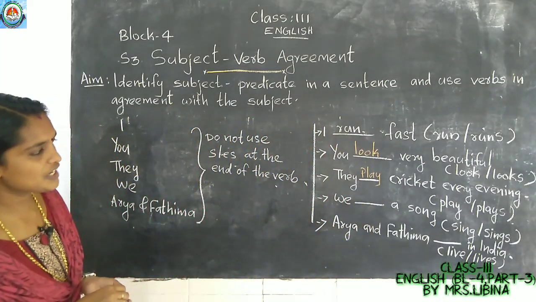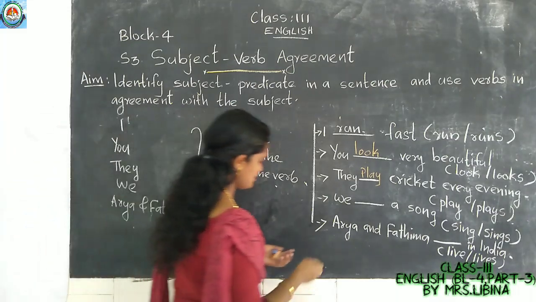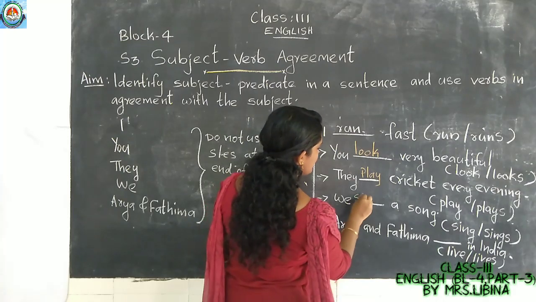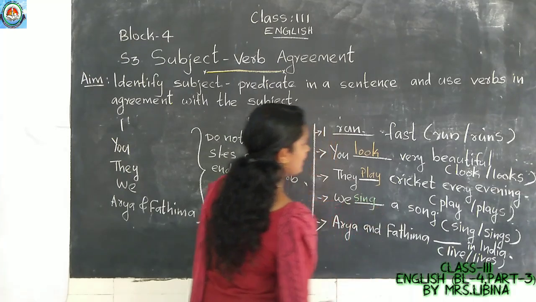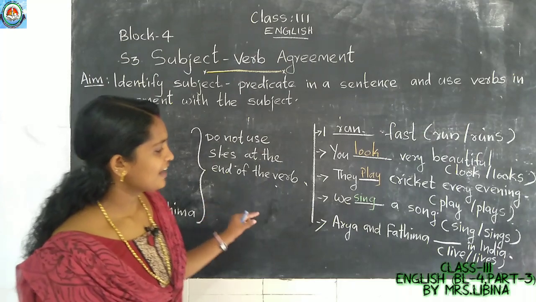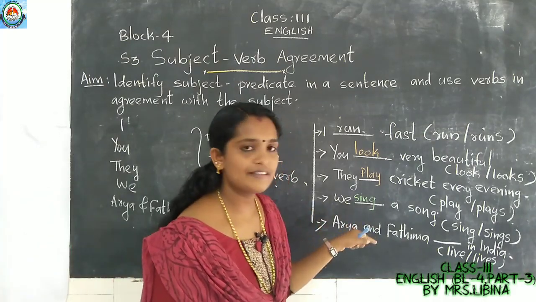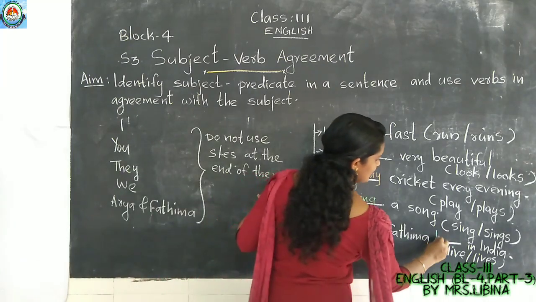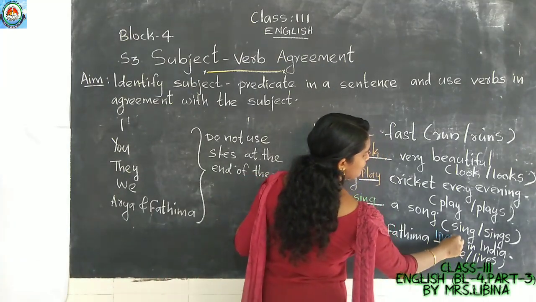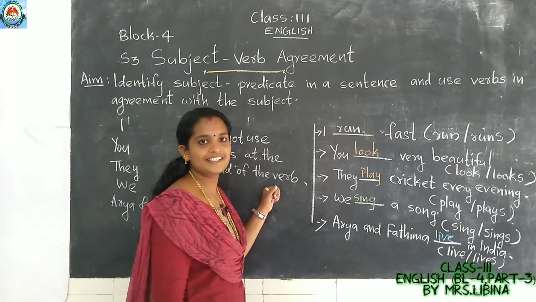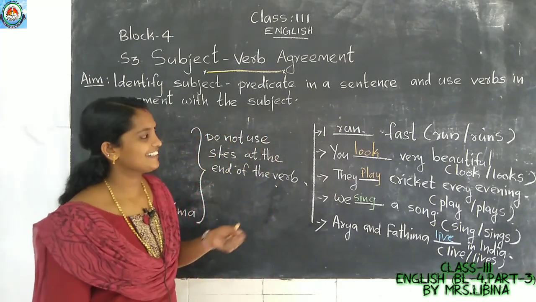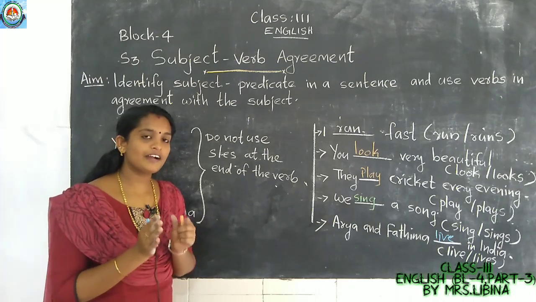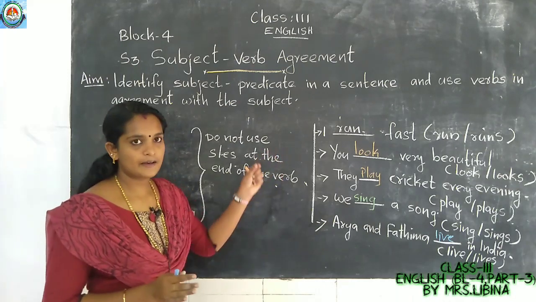Then we dash a song. Which answer? We sing or sings? Yes, we sing a song. Arya and Fatima live or lives in India? Yes, which answer? Live. How many of you got correct answers? Yes, very good. Listen. Now all of you have understood how to match the correct predicates with its subject.